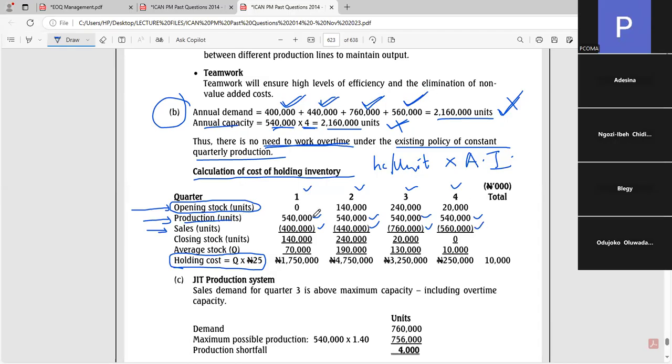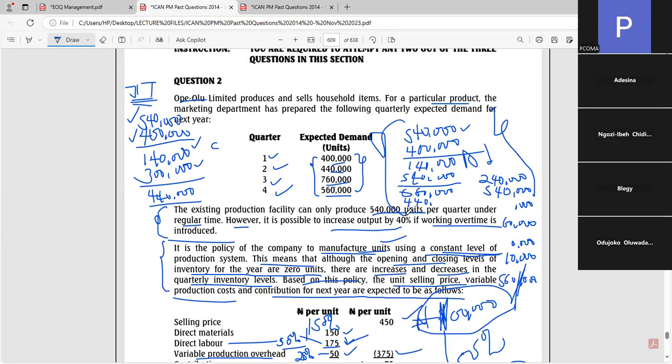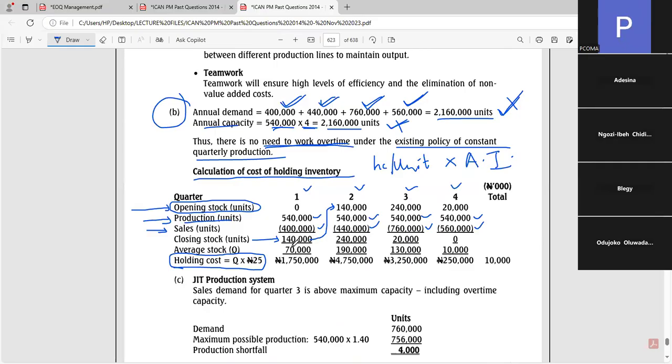Now, if you produce 540 and you sold 400, it means that you have a closing stock of 140. This 140 is closing stock for the first quarter. This will automatically become your opening stock for the second quarter. I'm only trying to show you the way I should present it for ICAN to understand. They did not give us any opening stock for quarter 1. That's why this one is 0.